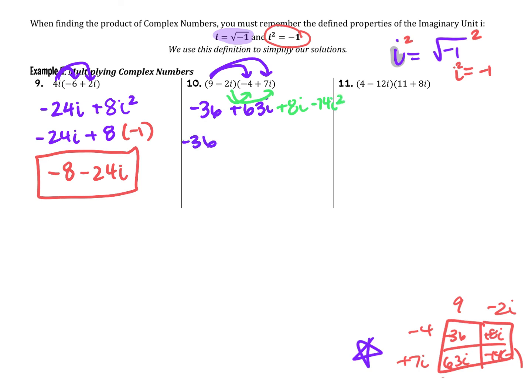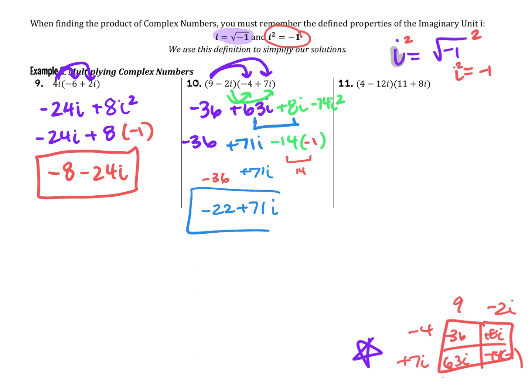So I have negative 36. I can combine these two imaginary pieces to get 71i. And then I'm going to substitute in what I know i squared is. i squared is negative 1. So this term, when I multiply, is going to become positive 14. And I have negative 36 that I can combine with that. So negative 36 and positive 14 is going to be negative 22 plus 71i.